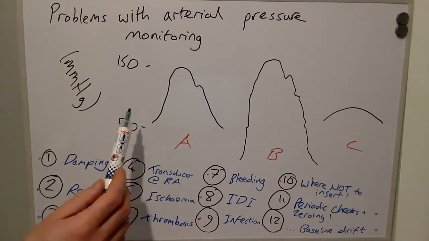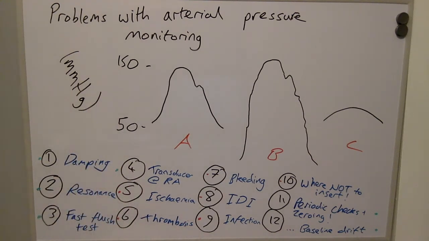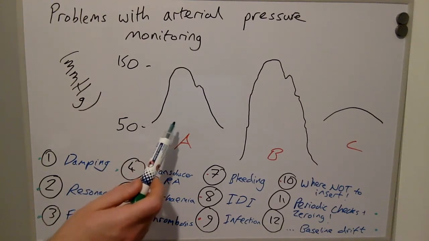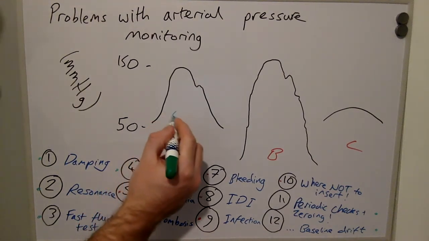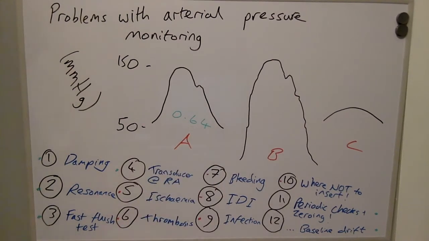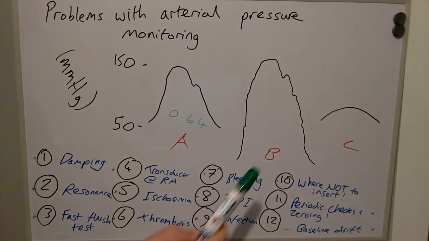So this diagram here shows the damping of different arterial monitoring systems. Figure A here shows an optimally damped system. An optimally damped system will have a damping value of 0.64. This figure here, figure B, shows an underdamped system. When there is an underdamped system, this causes an over-display of the systolic blood pressure and an under-display of the diastolic blood pressure.